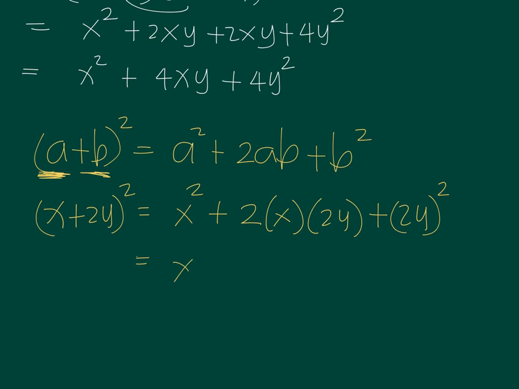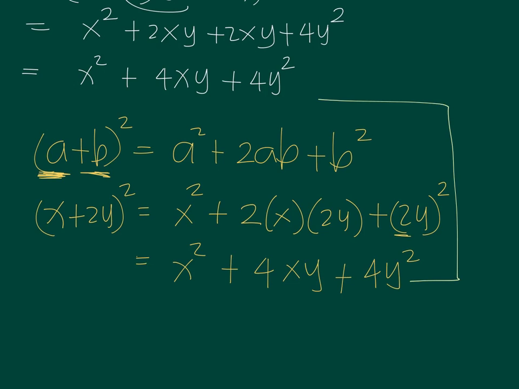So this is x squared plus 4xy plus 2 squared is 4, and y squared is y squared. Sorry, this is 4xy. As you can see, what we found in the second method is the same as the first because we are expanding the same expression. So there are two ways that we use for 1G. And then H.